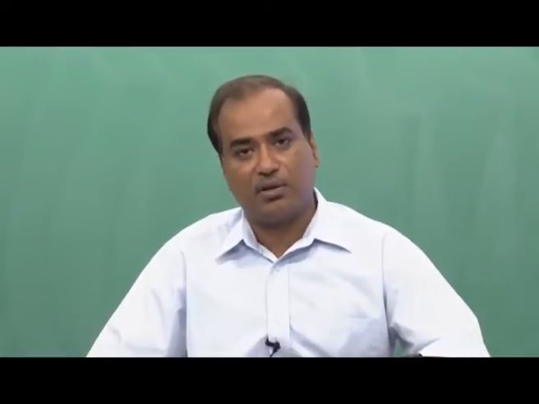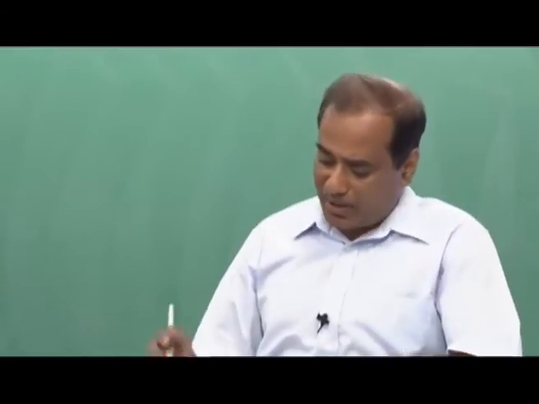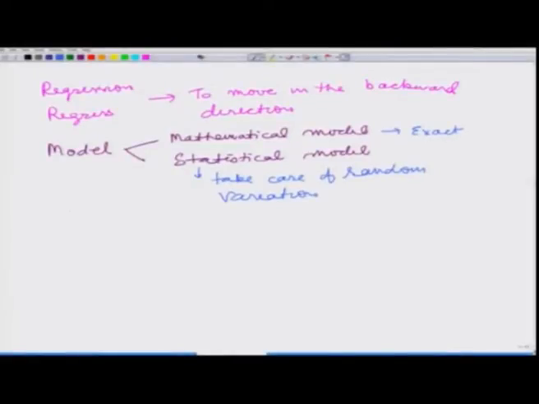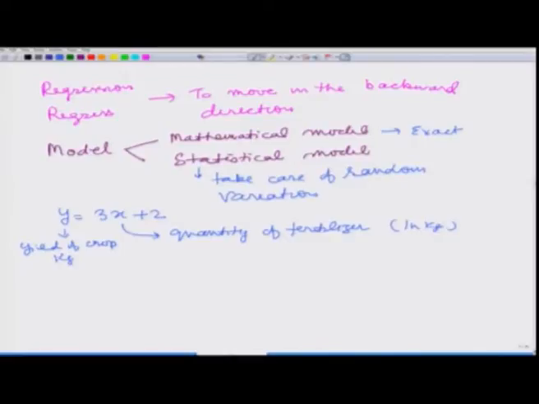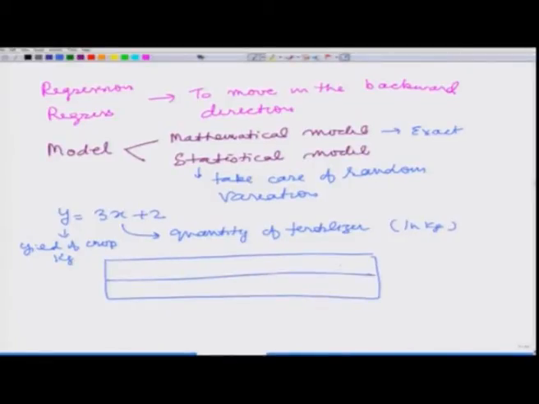Can we take a very simple example to explain the difference between the interpretations of a mathematical model and a statistical model? Let me consider a simple equation, y = 3x + 2. Suppose y is the yield of a crop in kilograms, and x is the quantity of fertilizer, also in kilograms. Now, let me put some values of x and y.